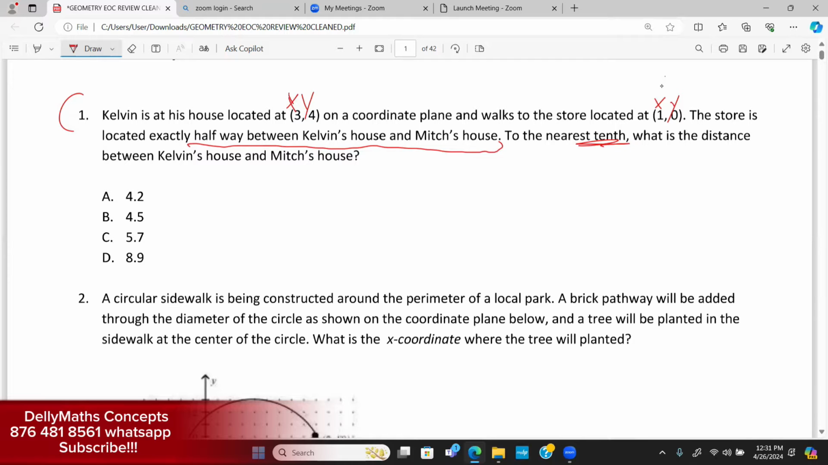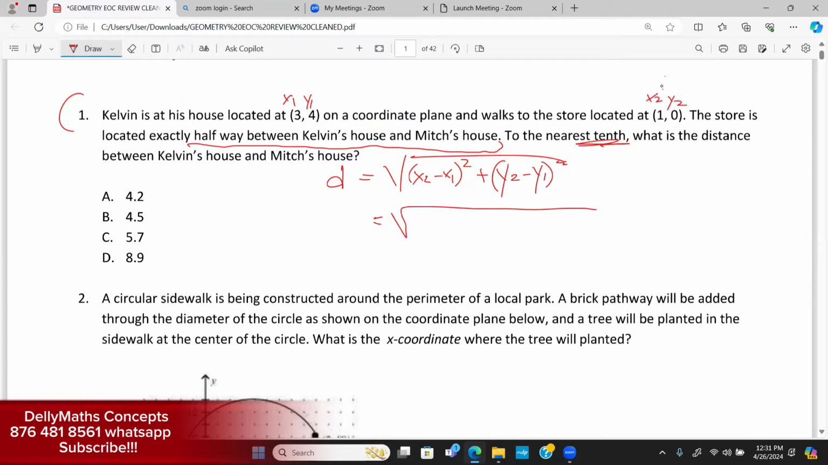Basically, this is dealing with the distance formula. Let's call the distance d. So the distance d is equal to the square root of x2 minus x1, squared, plus y2 minus y1, squared. Let us call these x1, y1, x2, y2. So let us plug them in.